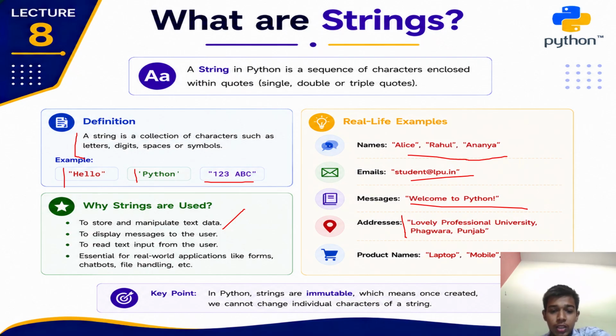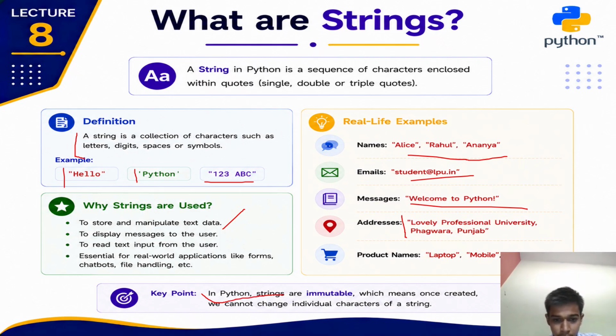Even product names like laptop, mobiles, headphones are stored as strings. So whenever you work with words, sentences, names, addresses, emails, or any text, you will use strings. Now let's understand the key point at the bottom of the slide. So wait a minute, here you can see the key point.